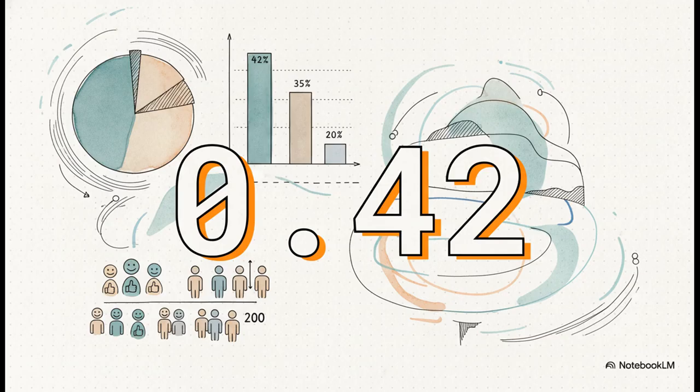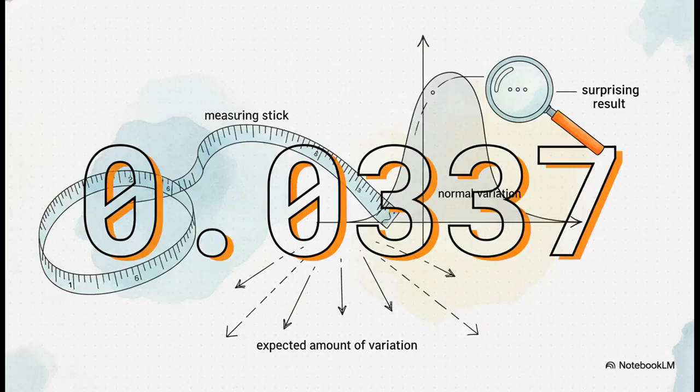Okay, so right away you can see that in our sample, 42% of people liked the product. That's definitely higher than the 35% the company claimed. But is it different enough to call them out? Or could that just be random luck? Next up, we calculate the standard error.